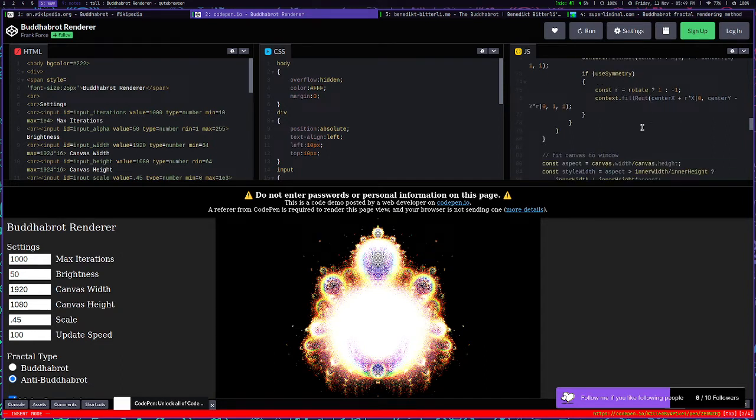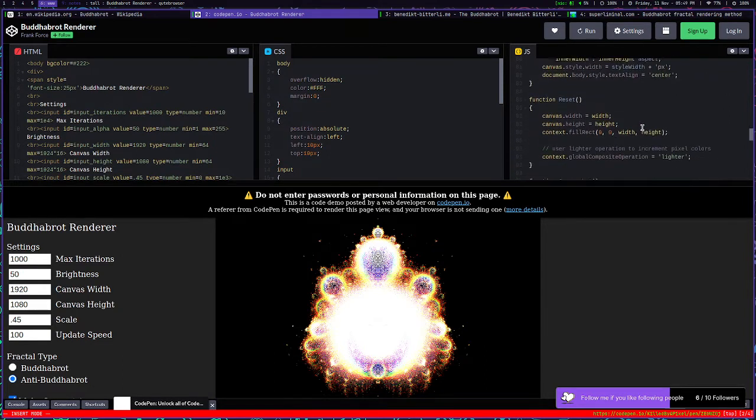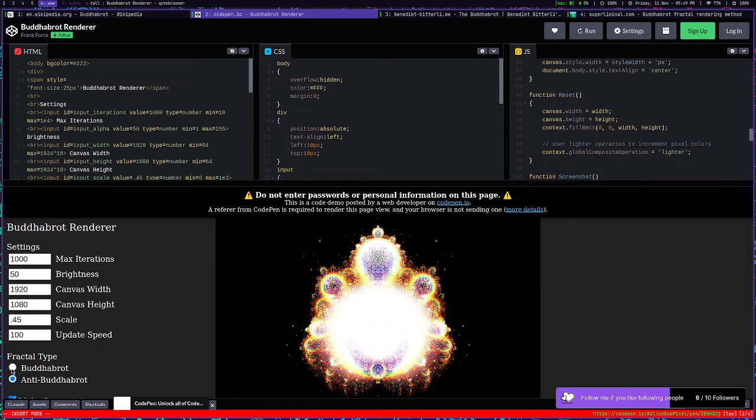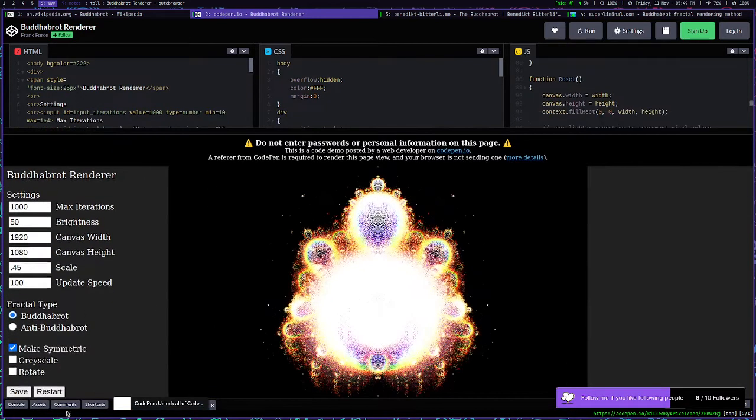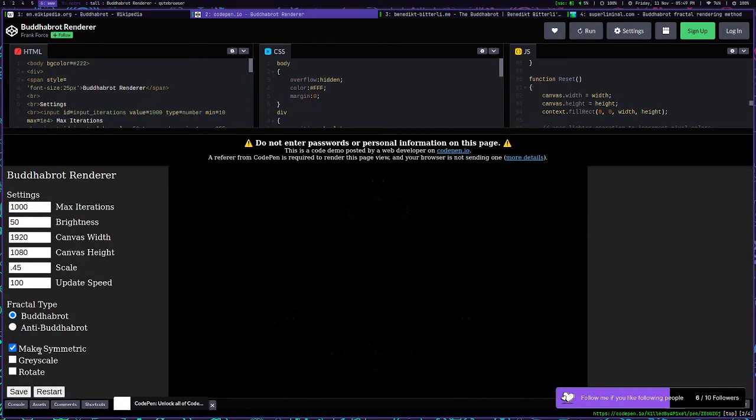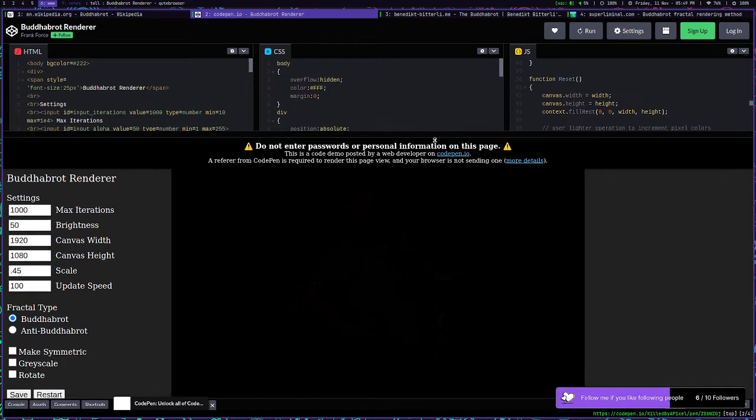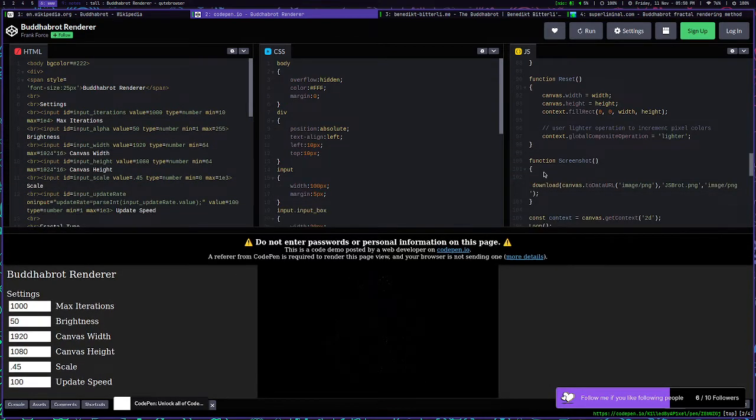Use symmetry. Okay, Buddhabrot. This is what I want. Let's restart. Make symmetric. Now I don't want to do additional work. Let's just do the work that we have to do.